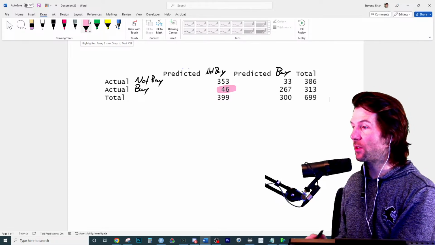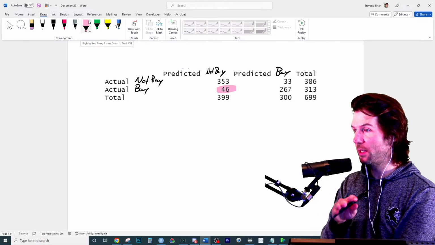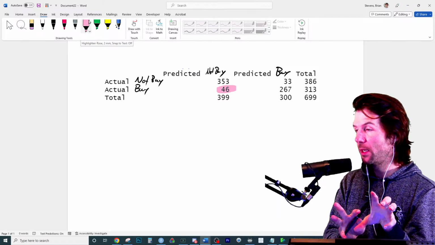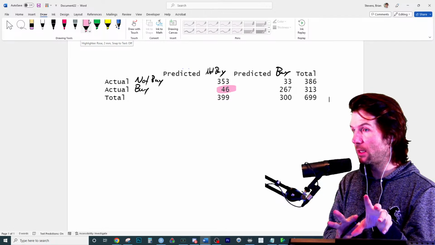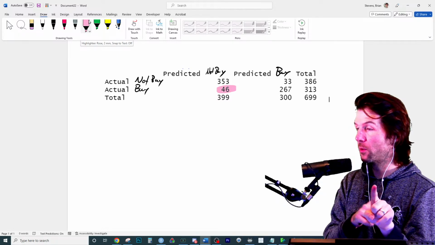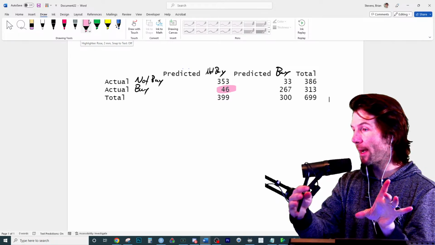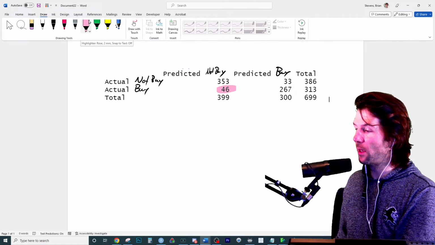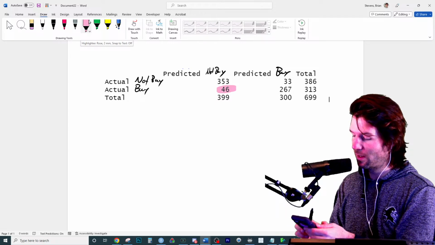So in this instance, this is a false negative right here because we predicted the negative case. And so now you're going to maybe lose out on some business. If you predict not buy, then you're going to take the actions for a person who would not buy. But in truth, they buy. So that's going to be a cost and you're going to lose business.